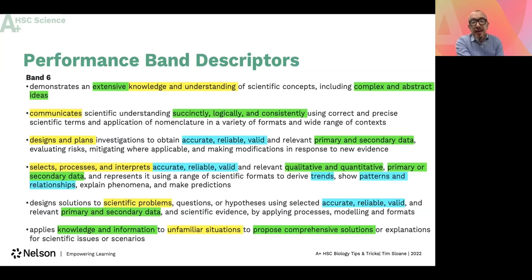So I did mention in the introduction the performance band descriptors. I'm only going to talk through one of these, that being a band 6. Hopefully you'd all love to be aiming for that band 6 level. But there's some really important keywords contained within the band 6 descriptor that I just wanted to draw your attention to. So as you read through this with me, just have that internal dialogue with yourself and ask yourself, for example, can you clearly articulate the difference between accuracy, reliability, and validity?